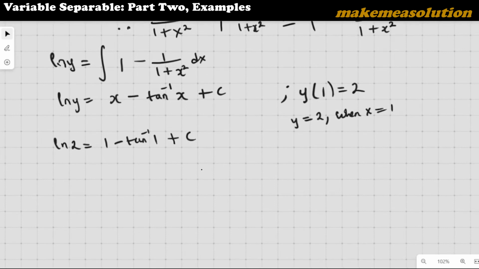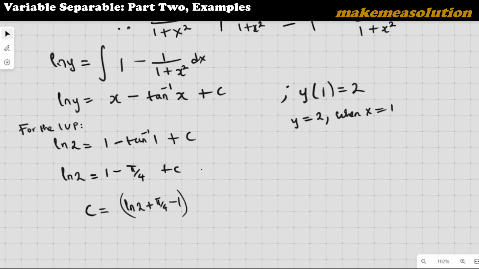Then if you solve for the IVP, you get ln 2 equal to 1 minus tan inverse of 1, which is pi over 4, at 45 degrees, then plus c. So we have c is equal to ln 2 plus pi over 4 minus 1. So that's the value of c.